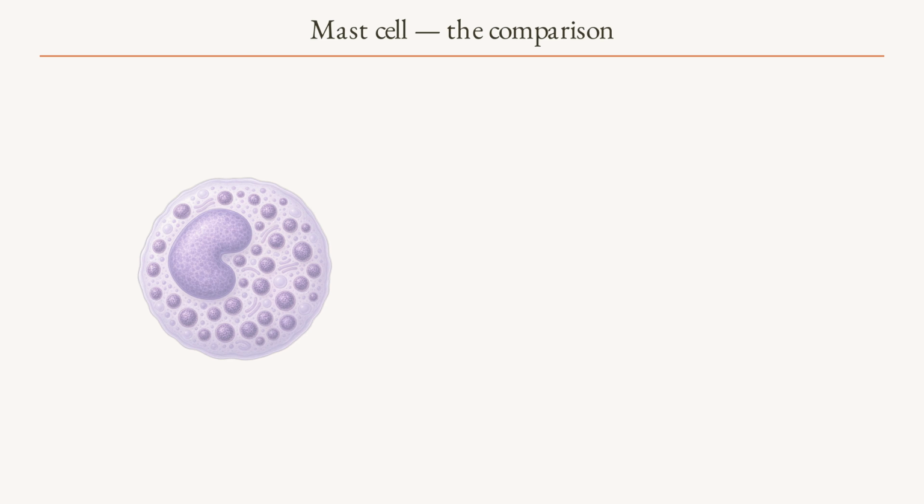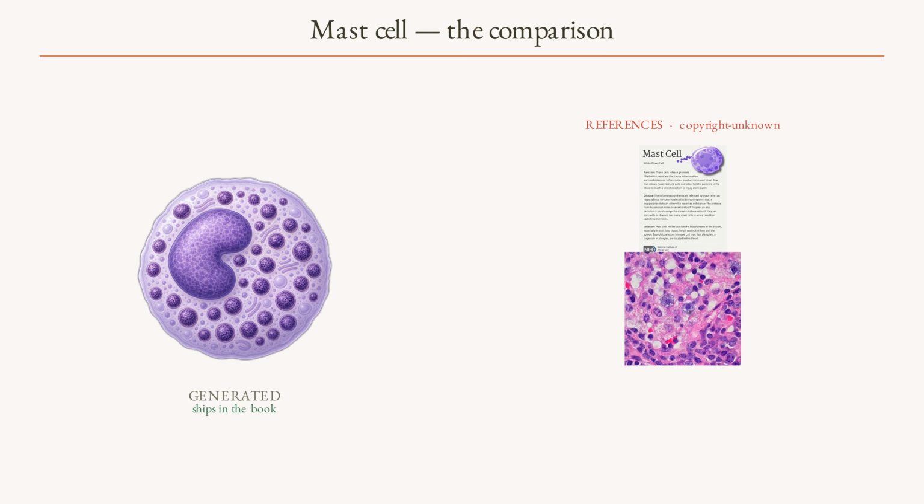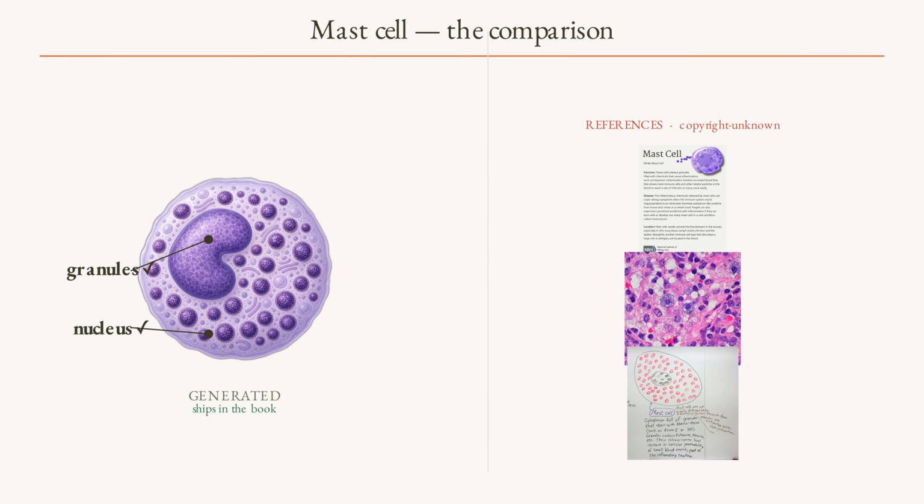What the comparison shows: the generated cytoplasm is packed with granules, the organelles that make mast cells recognizable. The nucleus is round to oval, eccentric. The references match. The hand-drawn diagram confirms the cell type. The generated figure is anatomically correct, and it's the one that ships.